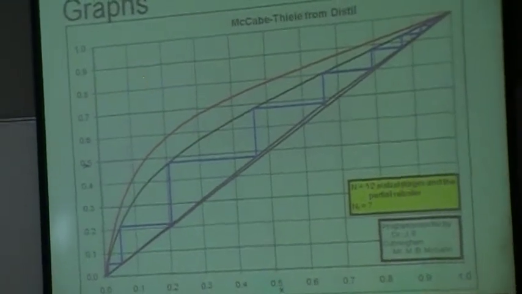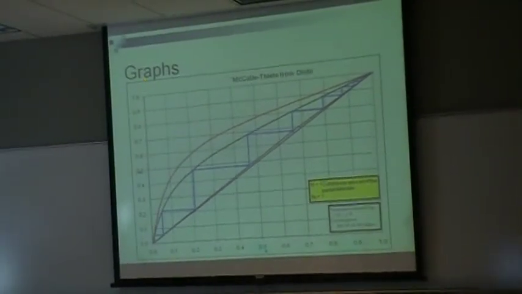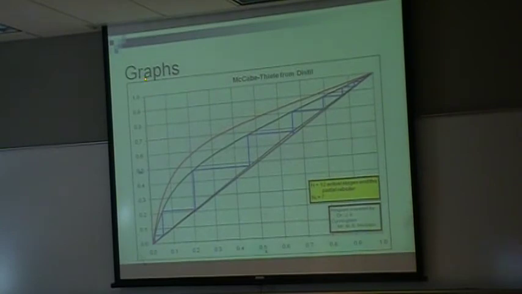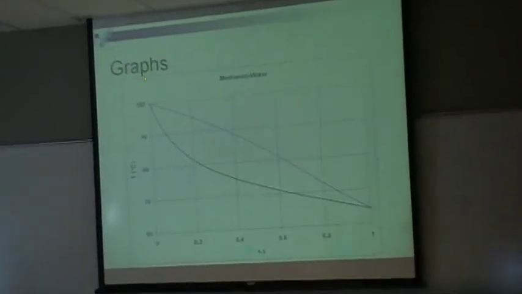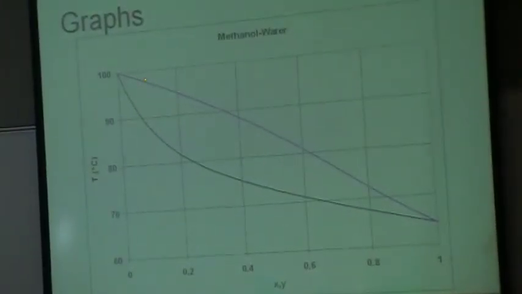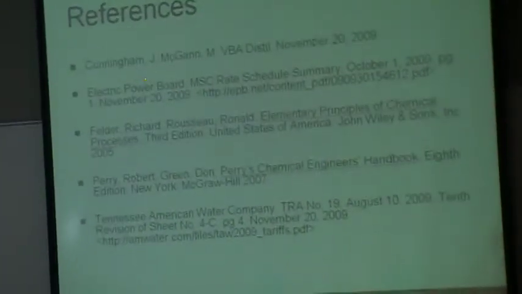So this is just showing you the product from the Distill program that was used. It was prepared by Dr. Cunningham and Mr. McGann, and it shows our feed stages and how many stages we are actually going to have. And then this is the XY versus T diagram for the methanol water system. This was also used to put into the Distill program. We used the NRTL equations and the Van Laar constants that we got from Perry's Handbook data and analyzed. And it's just the references we used for everything.